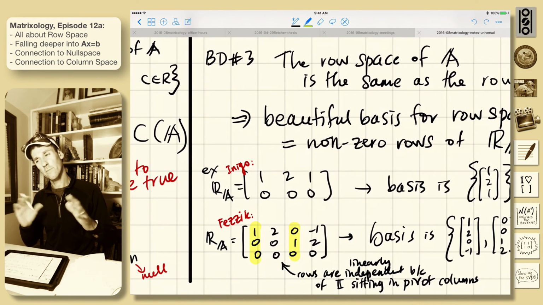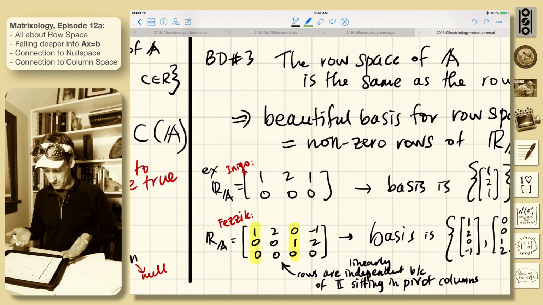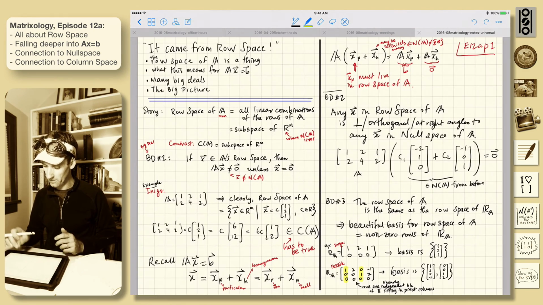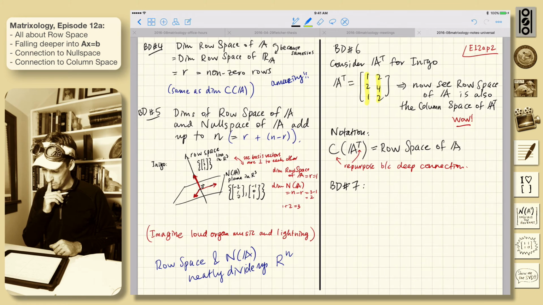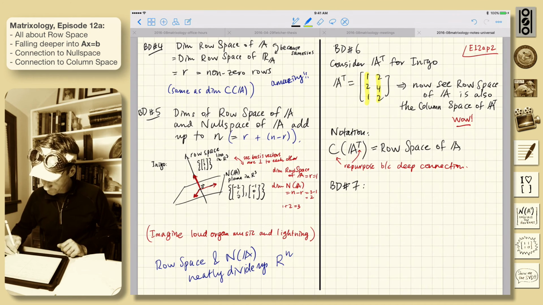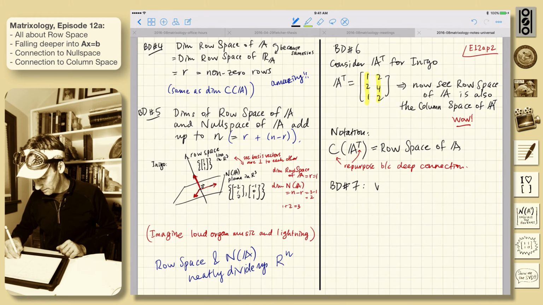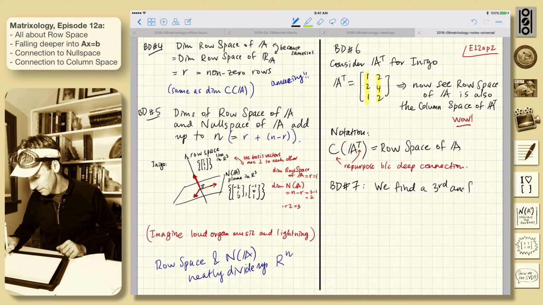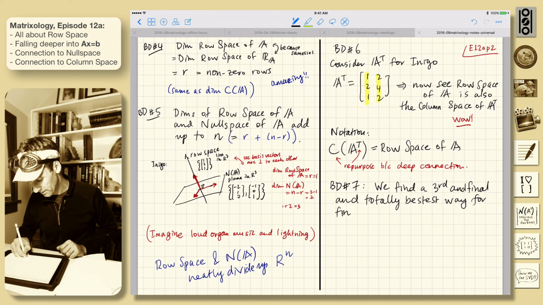Now that's a little bit of work. It's not great. Here it's much simpler: the basis for row space is just sitting there in the reduced row echelon form of A. So this is what we'll do. We find a third and final way, the bestest way, for finding the column space of A.